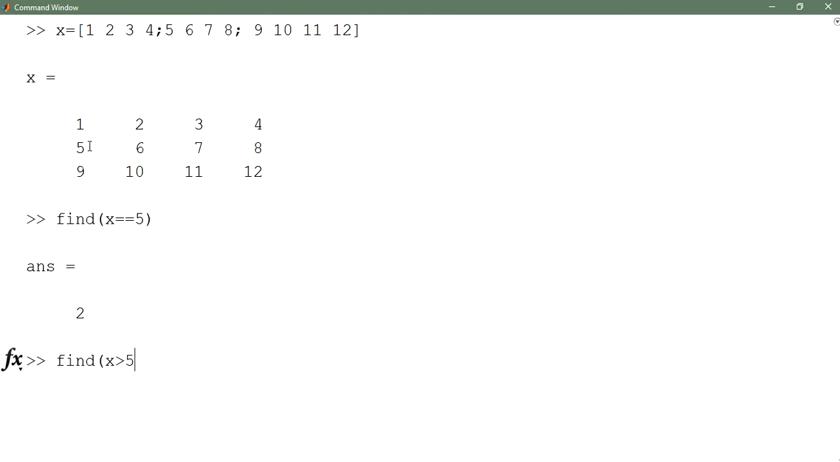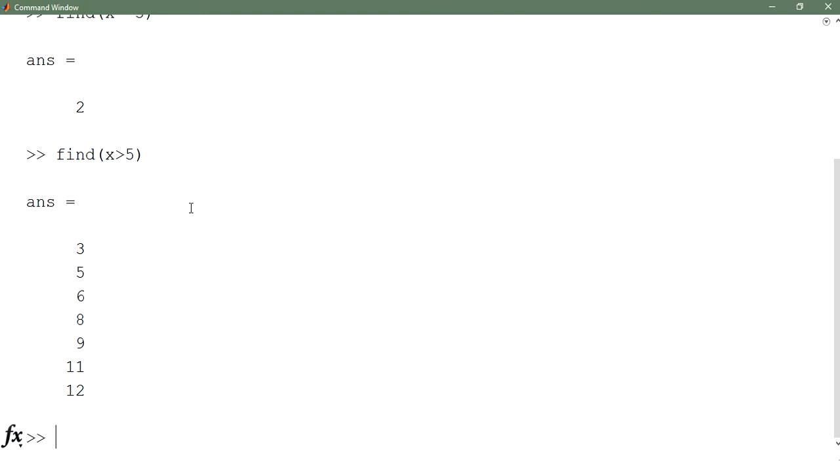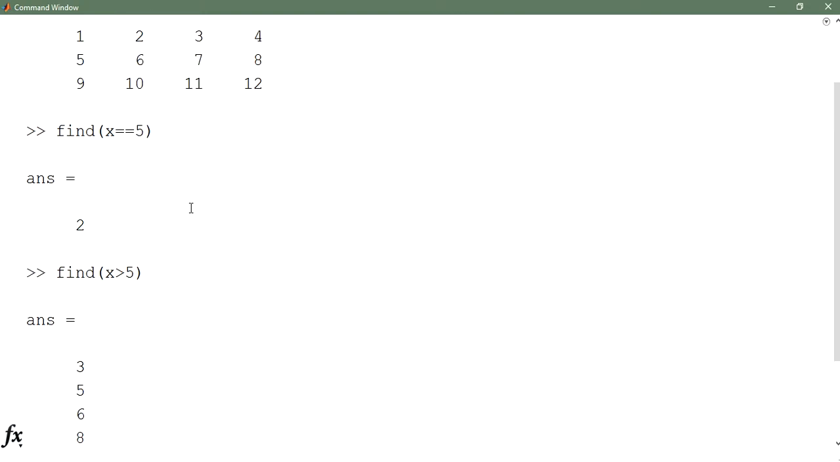Find where x is less than or greater than 5. I'm expecting 6, 10, 7, 11, 8, and 12, those positions. I don't know them off the top of my head. We can count them though. 5, 6, 8, 9, and 11, and 12. Oh, and 3. Oh, I didn't say 3. Oh yeah, 9. Sorry.